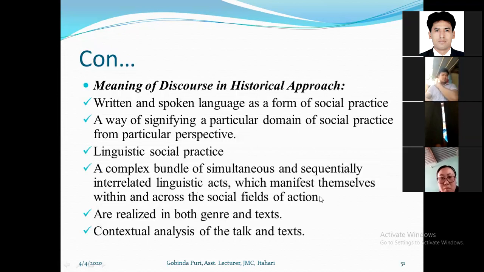So what meanings can be drawn through the historical approach? Written and spoken language as a form of social practice. Remember social practice. If you have read the text of Fairclough, he clearly advises three layers of interpretation: first the textual level, then the discursive level or discursive practice, and then social practice. That is the interpretation way Fairclough recommended.